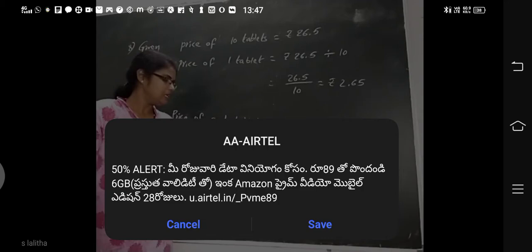Next, the second one is fill in the blanks. 0.11 into 0.11. What is the answer? What is the product? What I told you is, if you do any multiplication, first you should remove the decimal points. Okay, you should remove the decimal points. So 011 into 011. On the left side 0, there is no value, so 11 into 11, how much? 121.